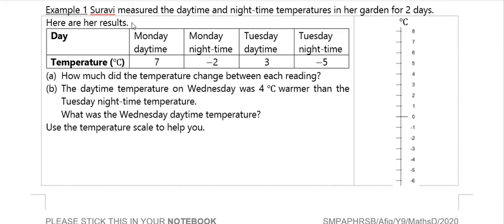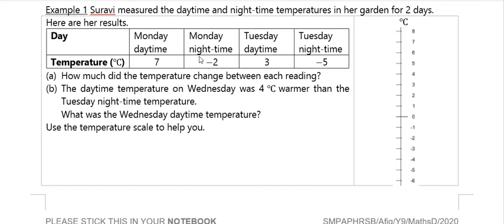Example number one, Suravi measured the daytime and nighttime temperatures in her garden for 2 days. Here are her results. On Monday it's 7 degrees Celsius in the daytime, but nighttime on the same day is -2. Tuesday daytime, the next day, it's 3, and on Tuesday nighttime it's -5. So example 1A, how much did the temperature change between each reading?